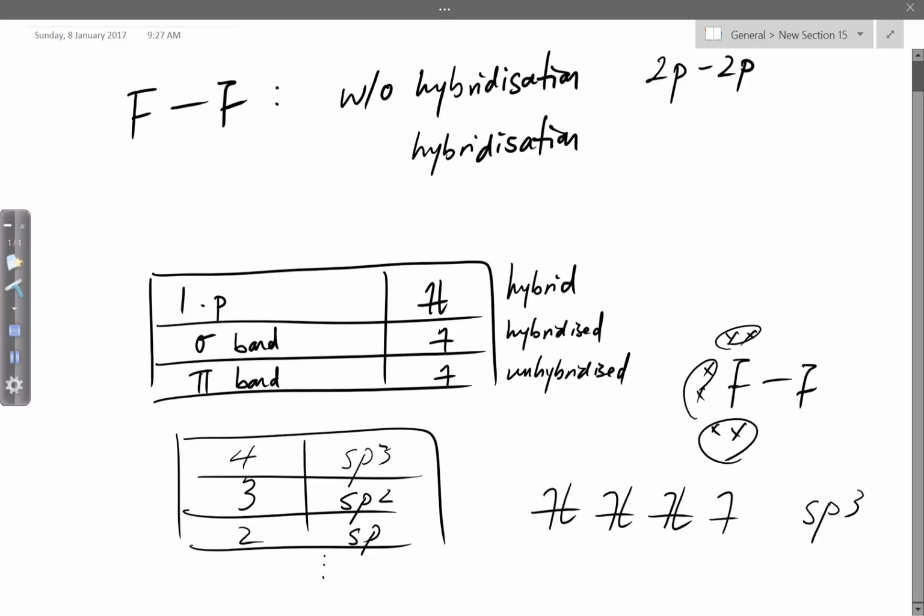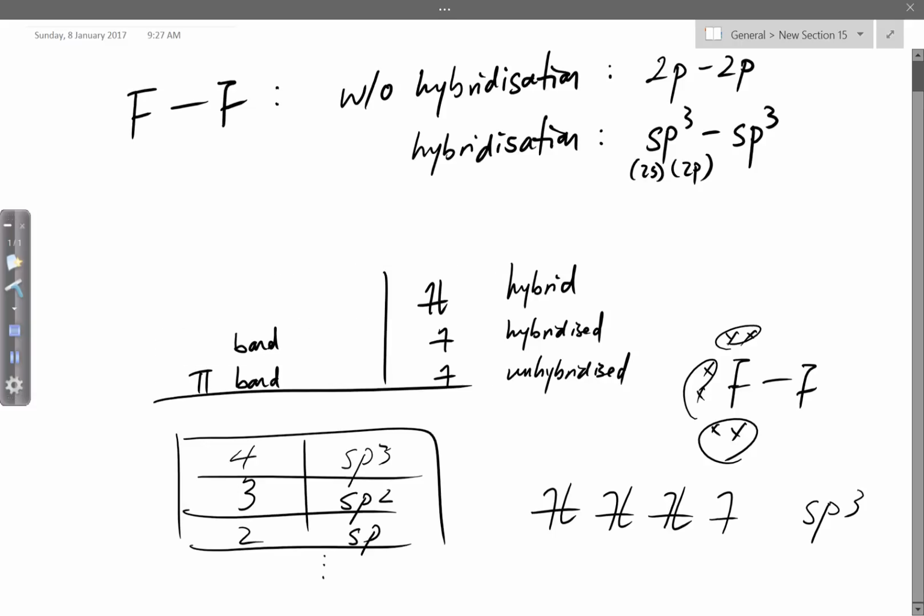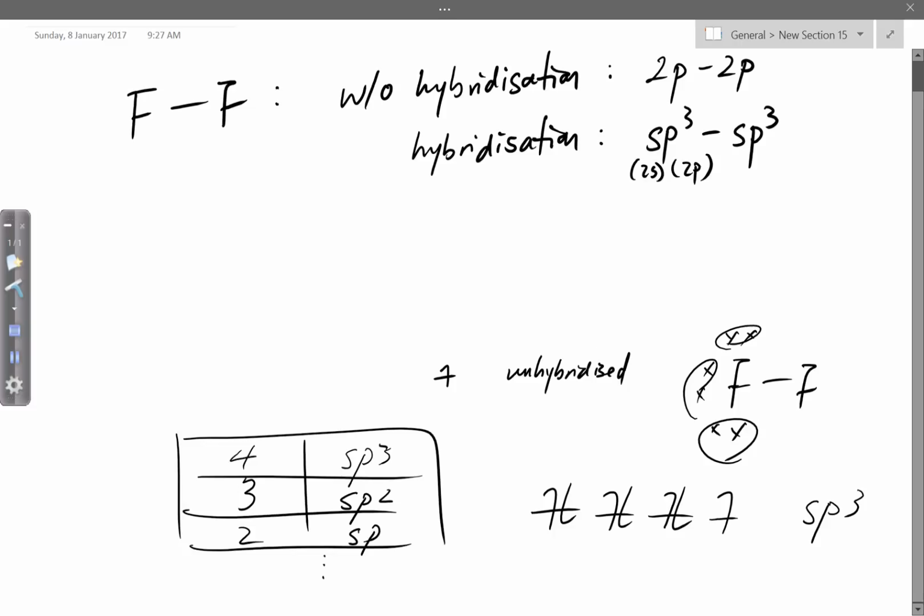So now, for this case, we know that the hybridization state is sp3, correct? So it will be an sp3 overlap. And then I ask you, this s is what s? 1s, 2s, 3s? And this p is what p? 1p, 2p, 3p, 4p? It's the valence orbitals, correct? So for fluorine, this s will be 2s. This p will be 2p. That's for fluorine.